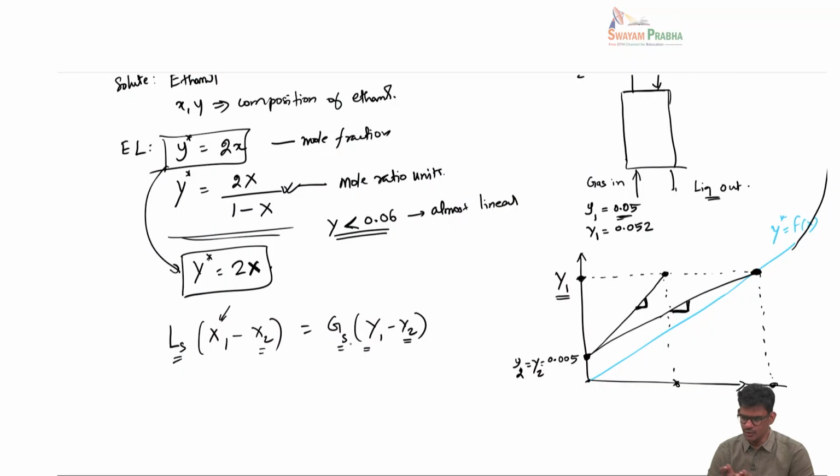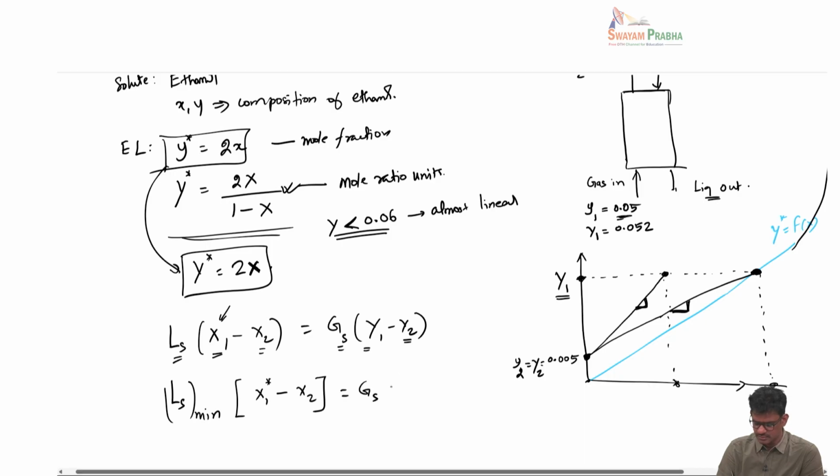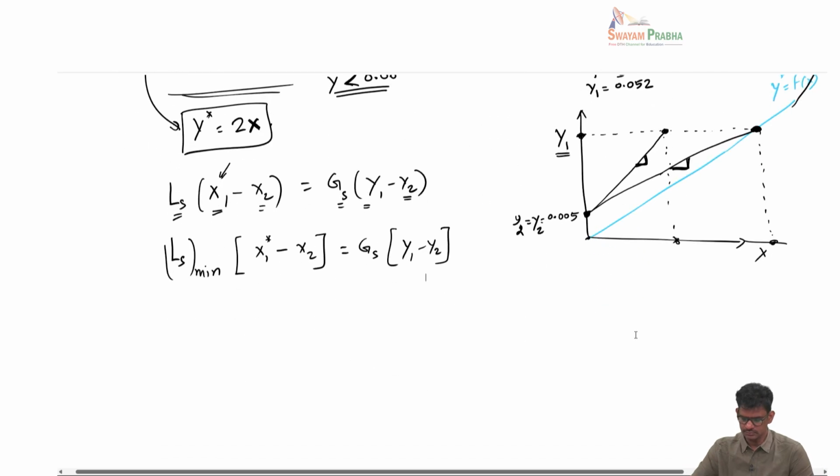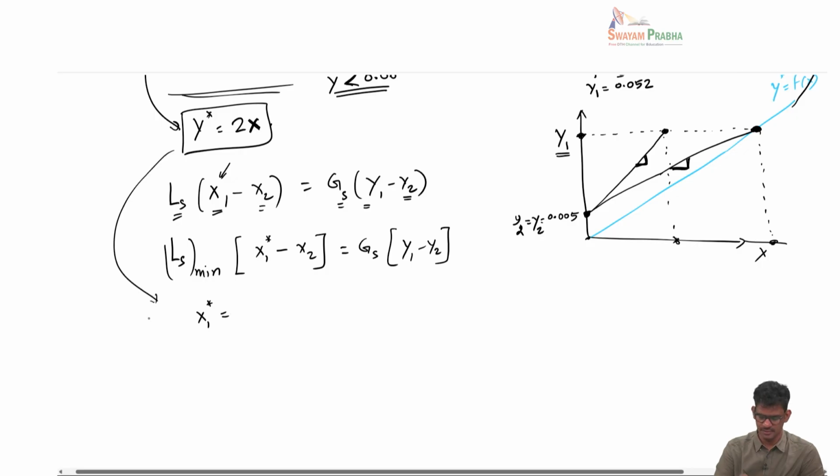So like I said, initially we want to look at the minimum liquid flow rate. I know that x1 has to be at equilibrium with y1. So if I write this for the minimum flow rate, this x1 will be just x1 star. And what is x1 star? No, not 2 times, it's half, right? From here, x1 star is y1 by 2.